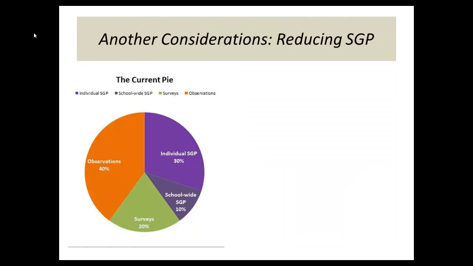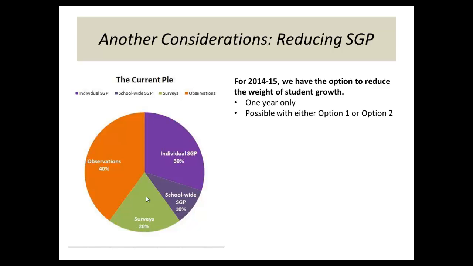So another consideration for next year is reducing the weight of SGP overall as part of the pie. On the left here, you'll see a picture of the current pie. Observations are worth about 40%, student growth is worth about 40%, and surveys are worth about 20%. And for next year, we have the option to reduce the weight of student growth overall. This will be for 1 year only, for 2014-15, and it's possible with either option 1 or option 2.